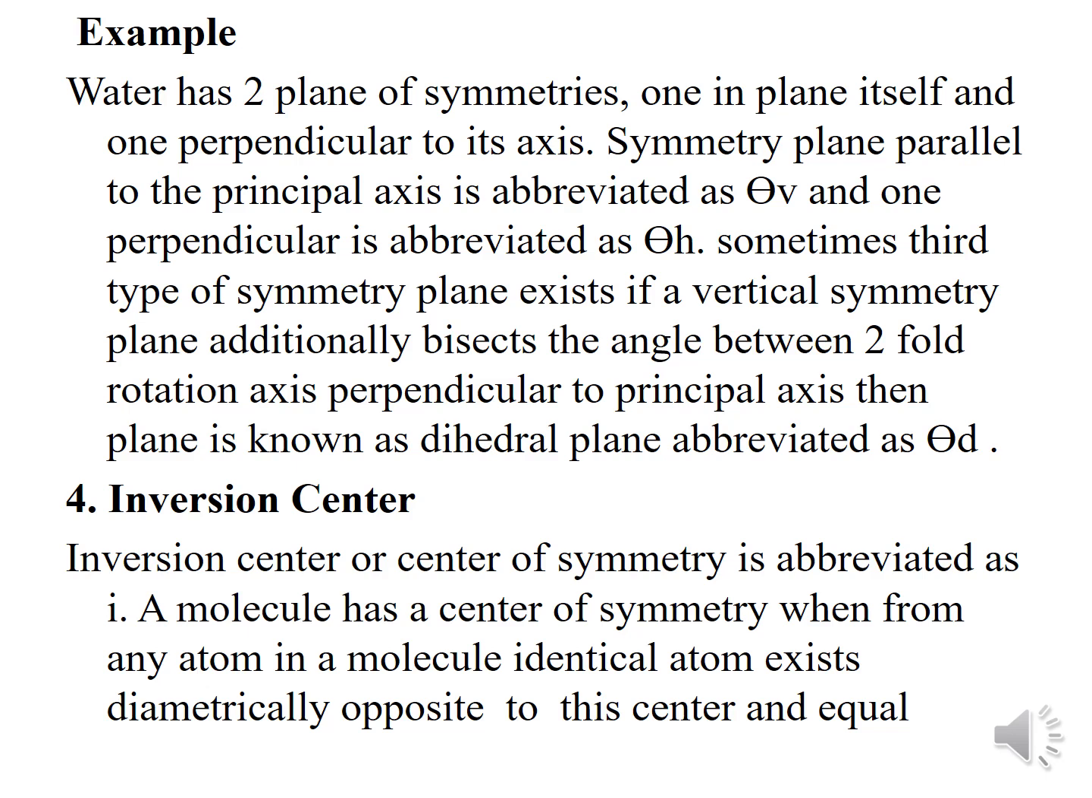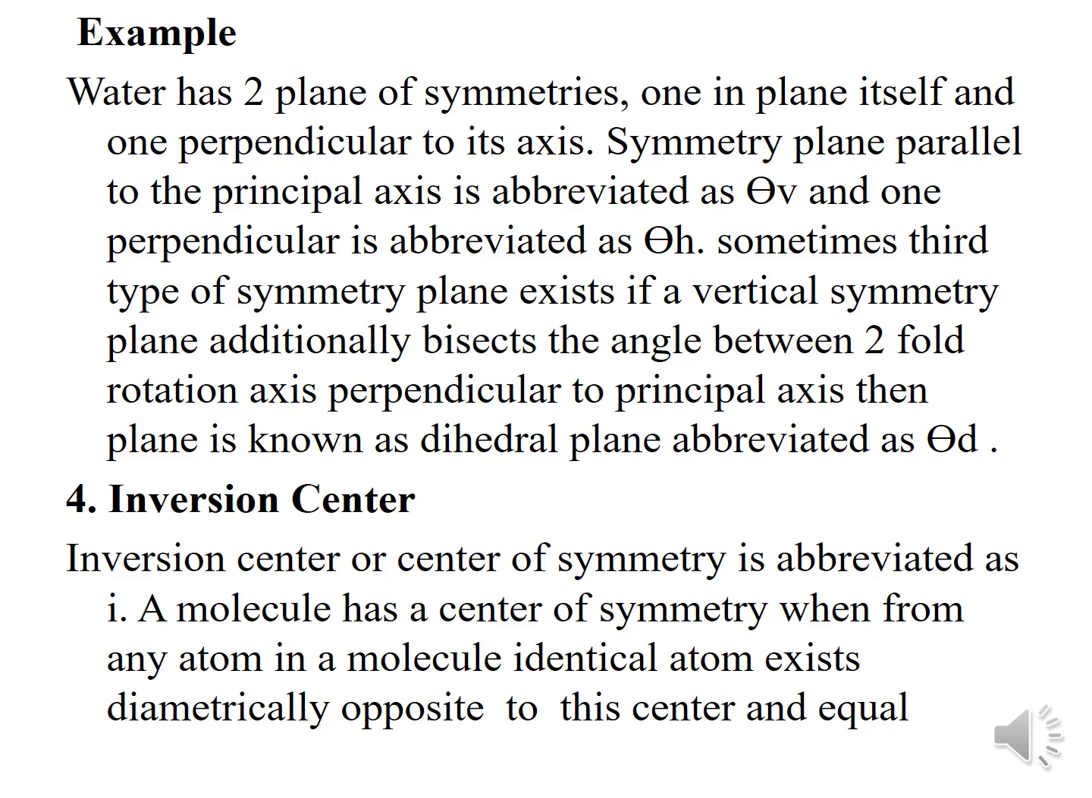Sometimes a third type of symmetry plane exists, if a vertical symmetry plane additionally bisects the angle between two-fold rotation axes perpendicular to the principal axis. Then the plane is known as dihedral plane, abbreviated as sigma d. Next one is invariant center. Invariant center or center of symmetry is abbreviated as i.